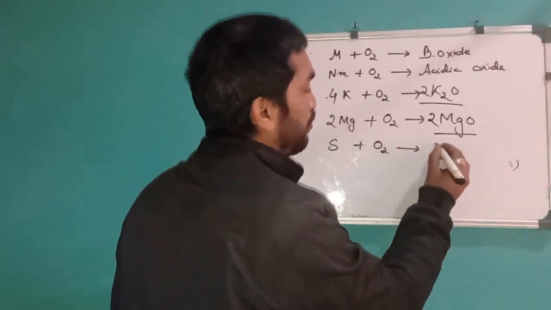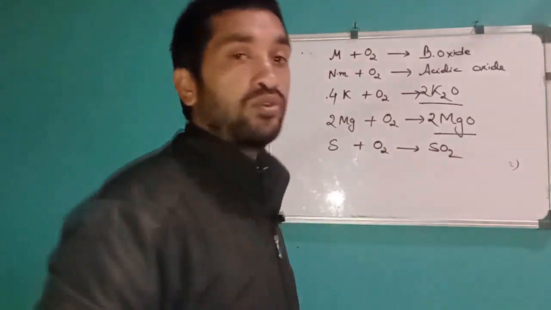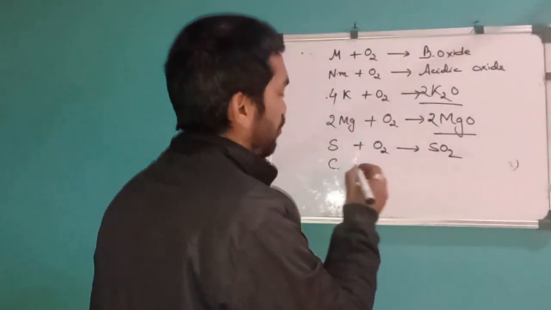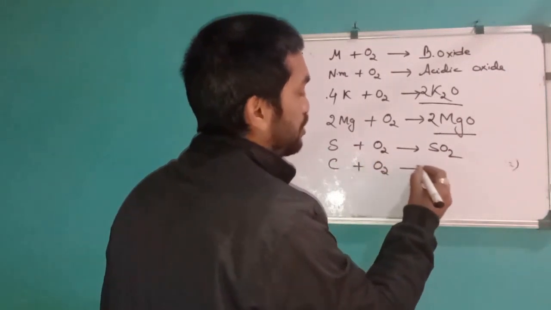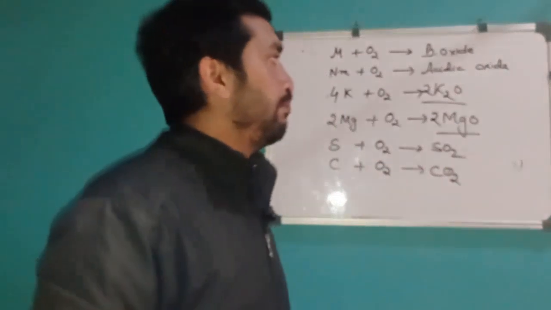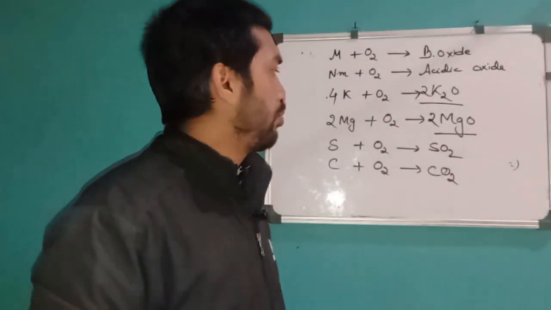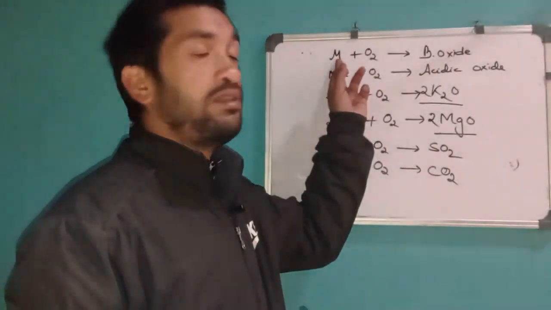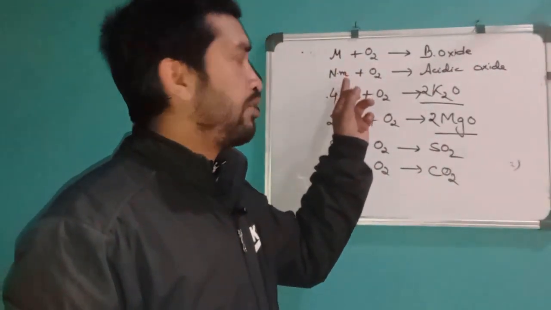Let us take an example. Suppose I make any non-metal like sulfur react with oxygen. So what will it give? It will give SO2. So definitely SO2 is an acidic oxide. Another example, let us take carbon, make it react with oxygen, CO2. Again it is a basic oxide. Okay, sorry, acidic oxide. So for basic oxide you need a metal, for acidic oxide you need a non-metal.